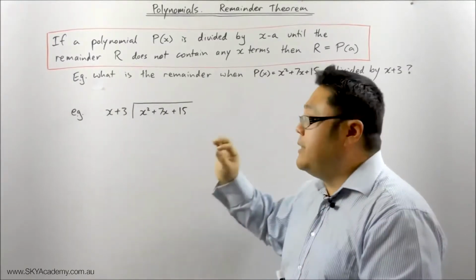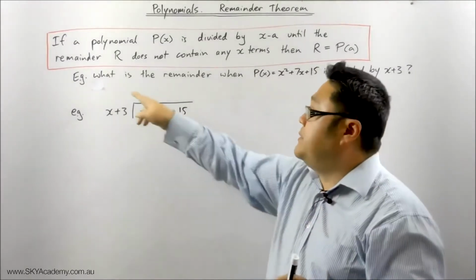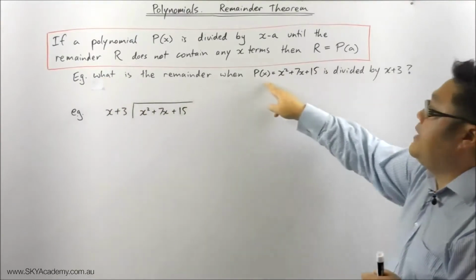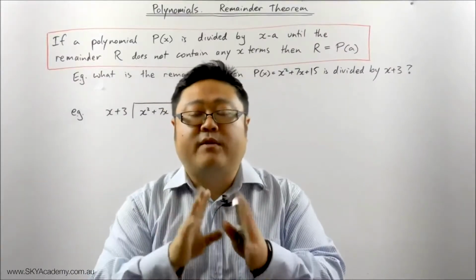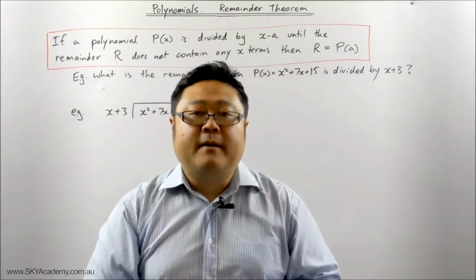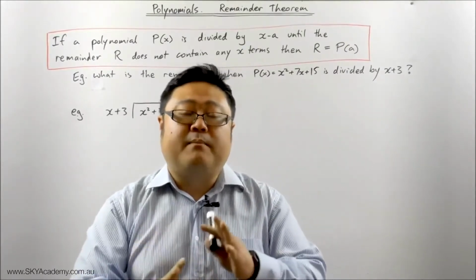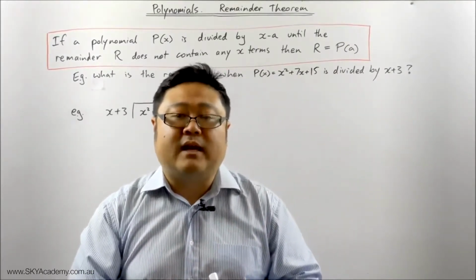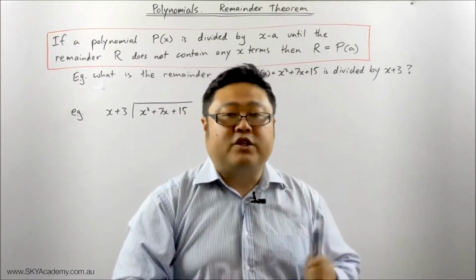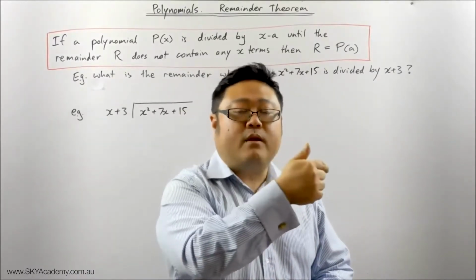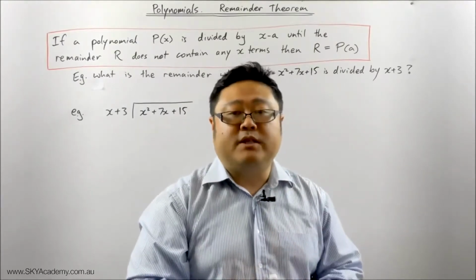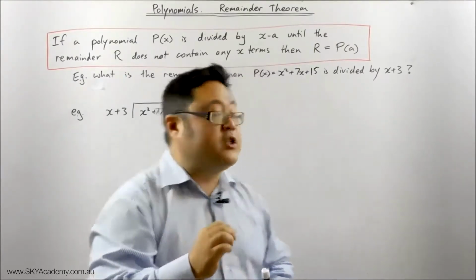Okay, let me demonstrate that with this particular question. What is the remainder when p of x, which is x squared plus 7x plus 15, is divided by x plus 3? Let's do it by long division first, and I'm going to go through this fairly quickly and concisely, because I'm assuming that you've had the practice that you need. But let's do it by long division and compare our answer from long division with the answer that we get by using the remainder theorem.